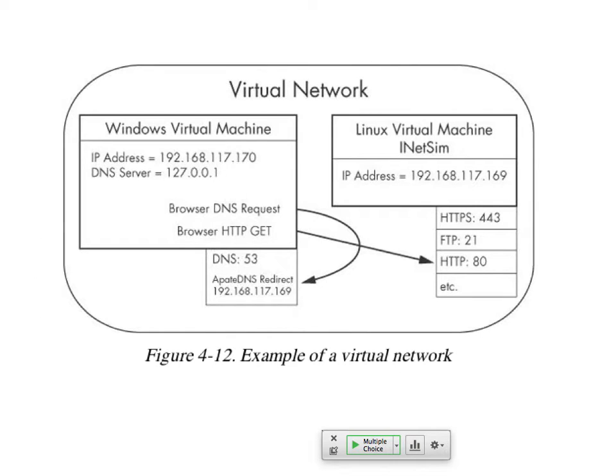So here's an example of the virtual network. Your Windows virtual machine is here. The DNS has been set to go to a fake DNS server, like they're using Apate DNS, but I use INetSim. And everything goes over to the Linux machine for all the internet traffic. So it's actually fetching everything from my Kali machine.